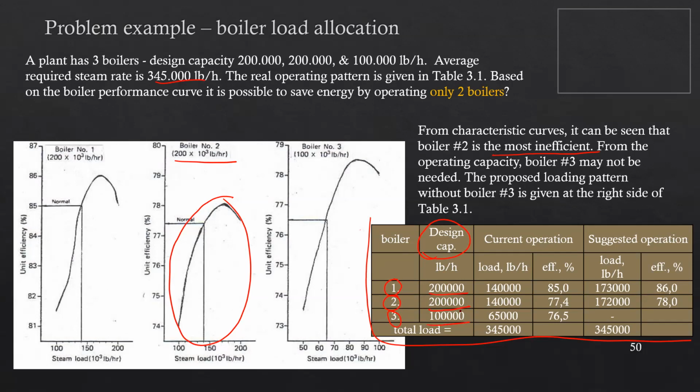Okay, and the current operation at the moment uses 3 boilers. The load is 140,000 for boilers number 1 and 2, while for boiler number 3 it is only 65,000 pounds per hour, with the boiler efficiency given here. Boiler number 1 is 85%, boiler number 2 is 77.4%, and boiler number 3 is 76.5%.